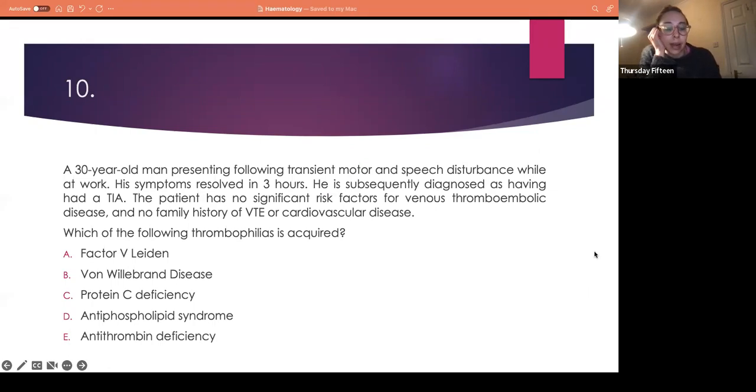So a 30-year-old man presents with a TIA. Symptoms resolved after 3 hours. The patient has no risk factors for VTE, no family history of VTE. Which of the following thrombophilias is acquired? So acquired as in not inherited and developed throughout your lifetime.